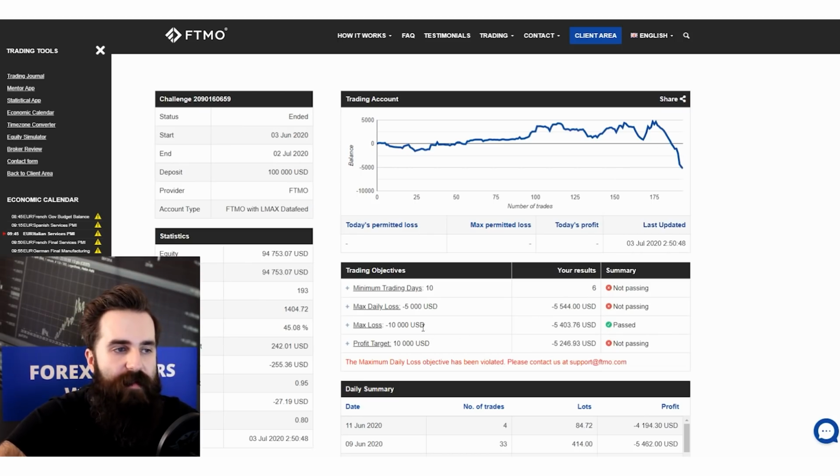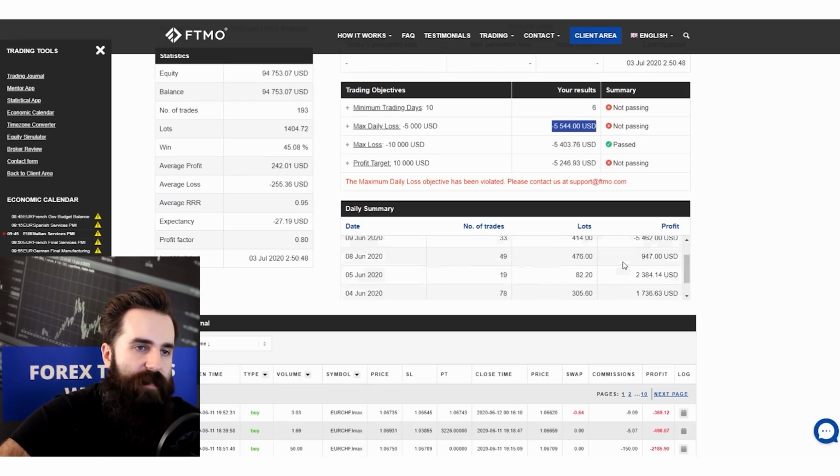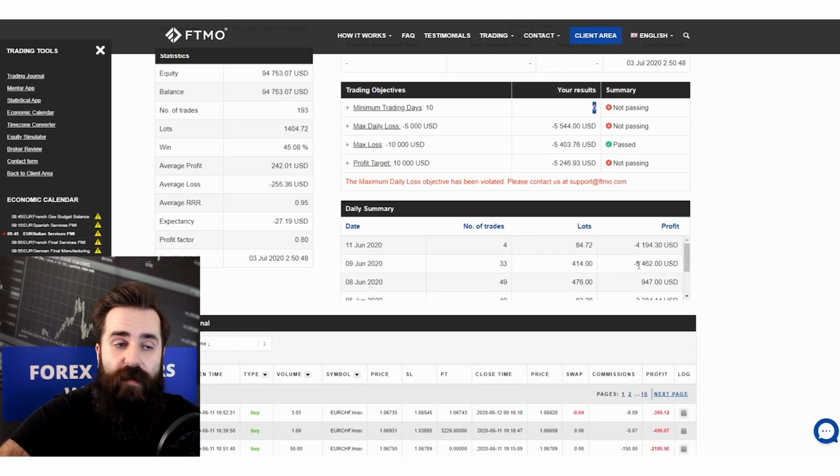And it wasn't really max loss, it was actually max daily loss, which caused him to fail this account. And when I scroll through the daily summary, he is actually using quite huge volumes throughout the entire trading period, which in this case is just 6 days. So I don't know how this would continue.